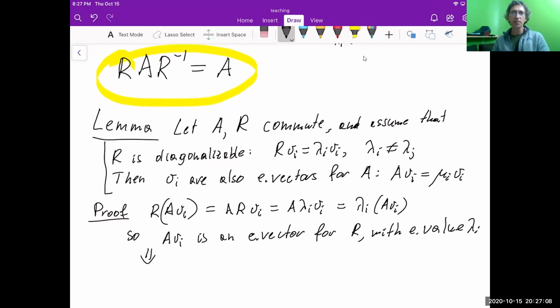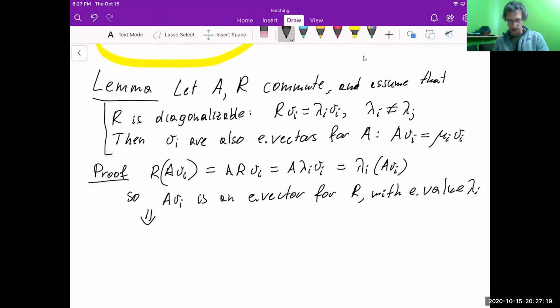So if v_i is an eigenvector with eigenvalue lambda i and A v_i is also an eigenvector for R with the same eigenvalue, then it means it must be in the same space.